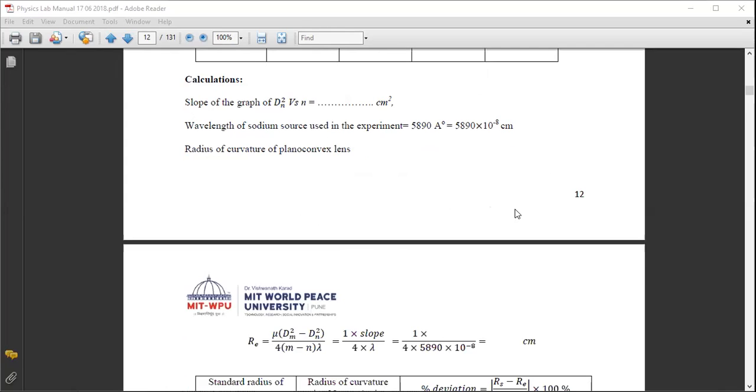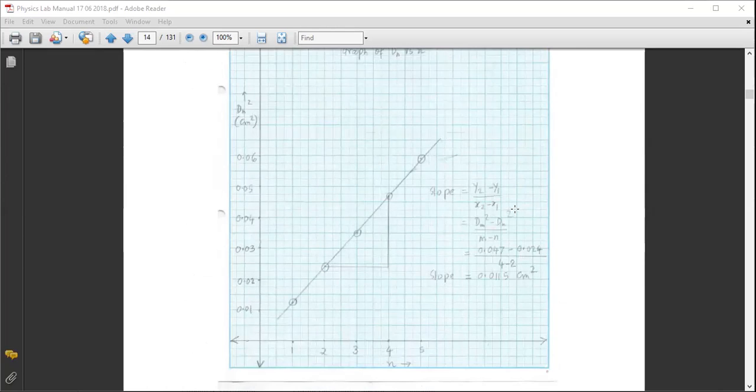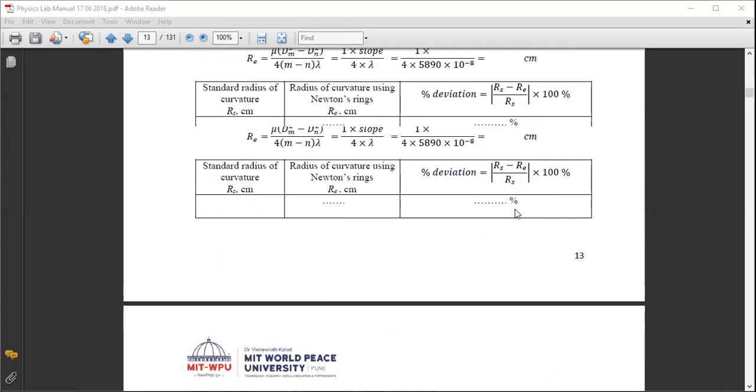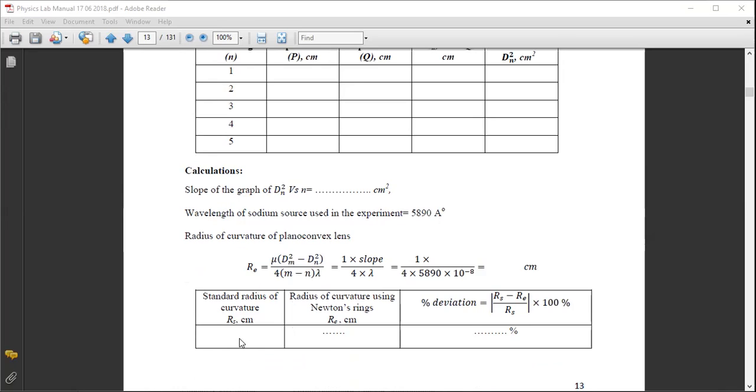Then you will plot the graph. The graph will come like this, okay? You will get a slope. Then from the slope you will substitute in this calculation part for R here. So 1 into slope divided by 4 into lambda. These values are given to you. So you will get the radius of curvature of the plano-convex lens, experimental. And the standard value is also given, 50 centimeters. So 50 minus whatever value you get, divided by 50, times 100.